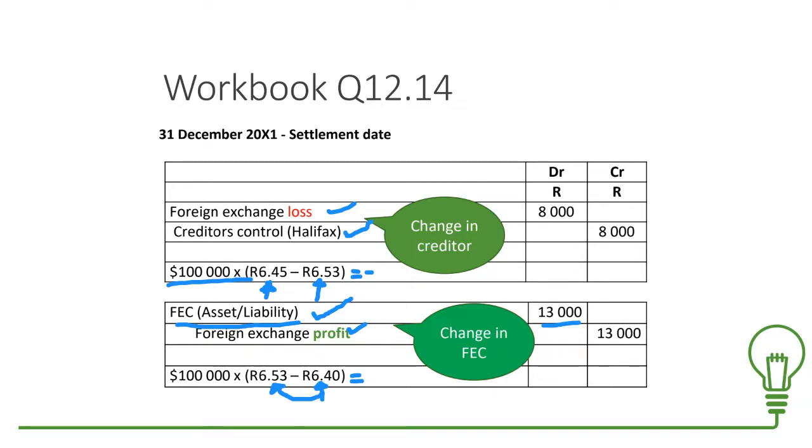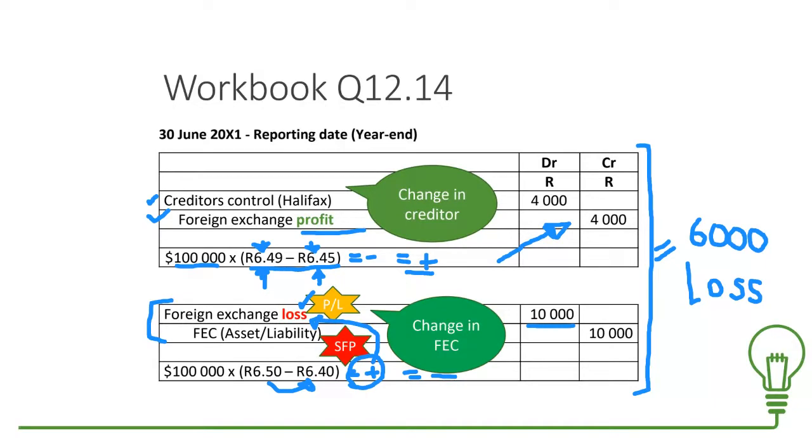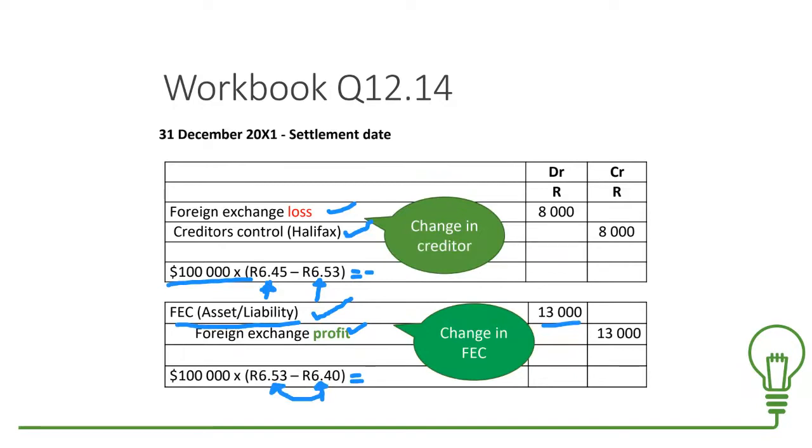Okay, so now we're at settlement date. Remember what happens at settlement date? We always forget to pass the last journal entry, and the last journal entry is to pay the creditor and to eliminate, or de-recognize, the FEC asset. Now, you guys are going to calculate what the FEC asset is at settlement date. We started off with a 10,000 Rand loss, and then we had a 13,000 Rand gain. How much is sitting in that account? Give your answer in the chat box now. I want you to indicate whether it's an asset or liability.